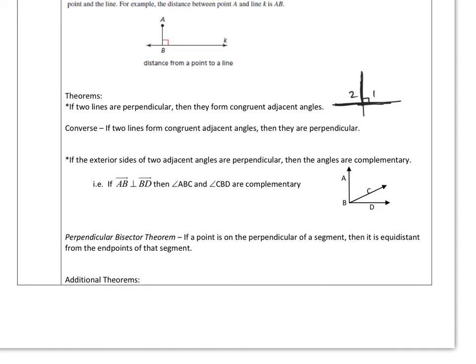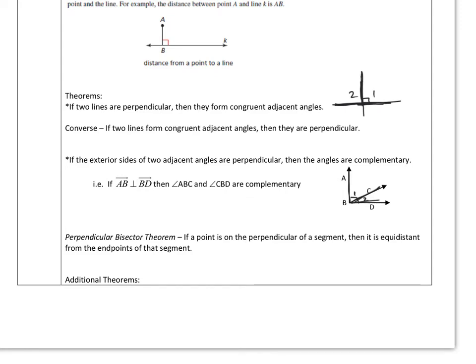And then we've got the next one. If the exterior sides of two adjacent angles are perpendicular, then the angles are complementary. So it's saying over here, if angles 1 and 2 are adjacent and their exterior sides are perpendicular, then we know they're complementary. And then we've got the perpendicular bisector theorem.